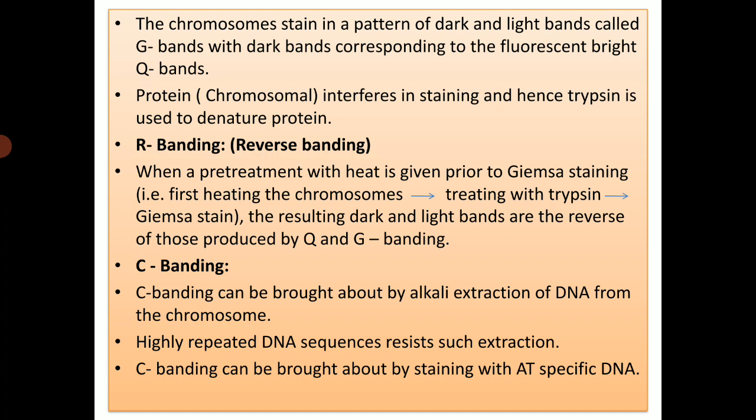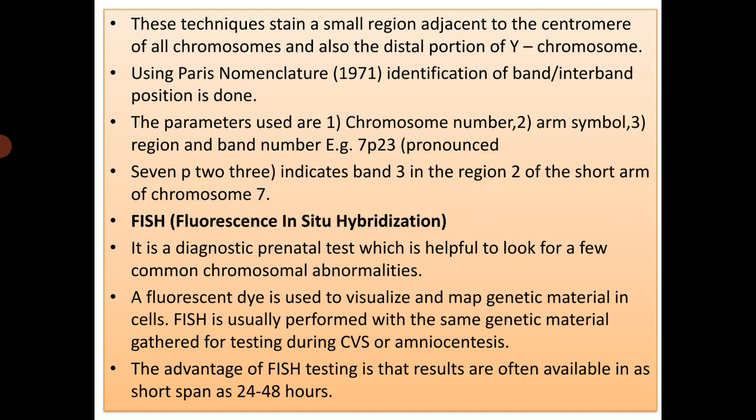And the last banding technique, that is the C banding technique. The C banding can be brought about by alkali extraction of DNA from the chromosomes, and highly repeated DNA sequences resist such extraction, and C banding can be brought about by staining with AT specific DNA stain. Okay, and these techniques stain a small region adjacent to the centromeres of all chromosomes, and also the distal portions of Y chromosomes.